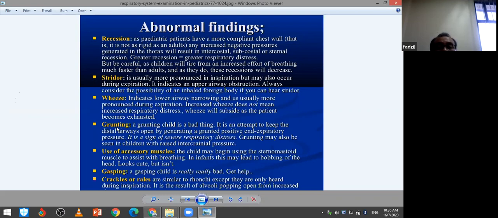Grunting usually means a very bad thing already. The child has to produce its own pressure in order to keep the alveoli open. So it's a bad sign. Using accessory muscles is usually related to the recession. Gasping means it's really bad, it's end stage already.